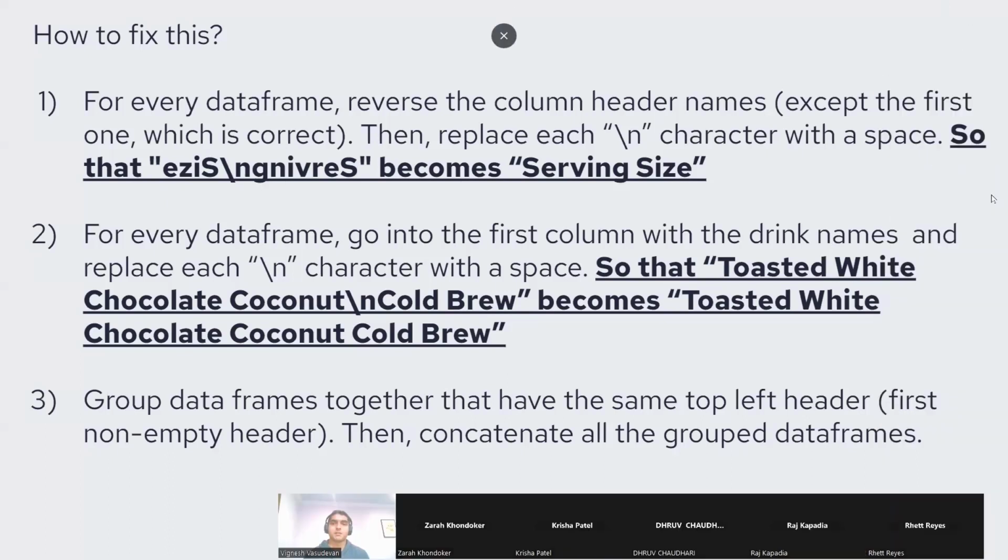Then for every data frame, you'll want to go into the first column and then replace each new line character with a space. So your pdfplumber library read a lot of new lines when it wasn't supposed to, and that's going to mess up your data a little bit. So you can get rid of that using some pretty available Python code. If you just search up how to get rid of new lines or how to reverse a string in Python, that will be pretty easy to find.